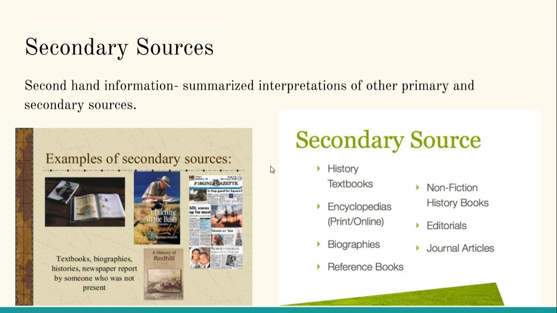A secondary source might include secondhand information or summarized interpretations of other primary and secondary sources. So primary sources occur right at the time. First-hand accounts. Secondary sources are collections of first-hand accounts that are both summarized and interpreted as opposed to just raw fact and raw information. Examples of secondary sources might include textbooks, encyclopedias. Wikipedia would be a secondary source.